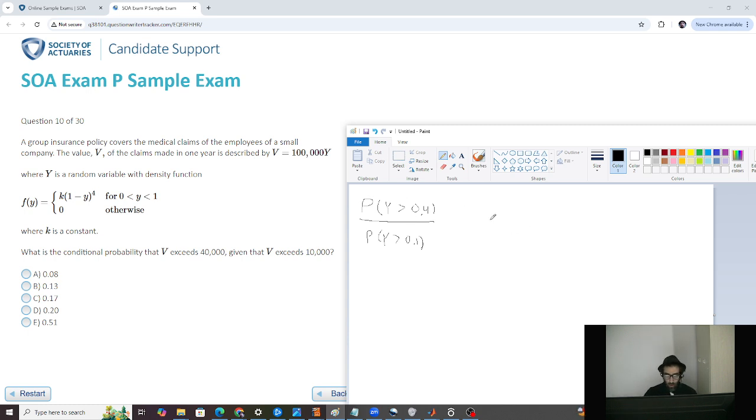So for this one, we're looking at the integral from 0.4 to 1 of k times (1 minus y) to the 4th dy, which is going to be, you can do a u substitution, u equals 1 minus y. Might as well do that. You're going to get a negative out of it. To do that, we can just flip the bounds.